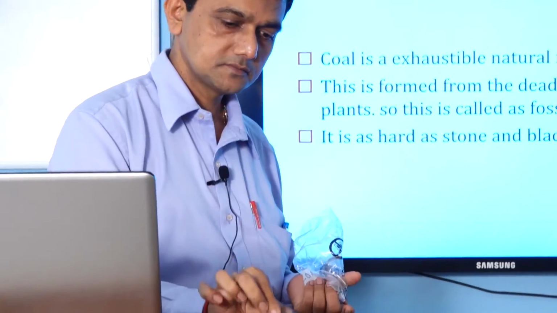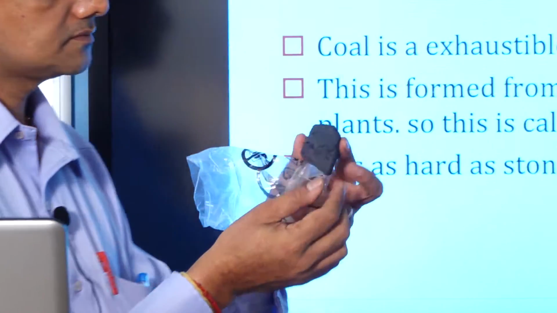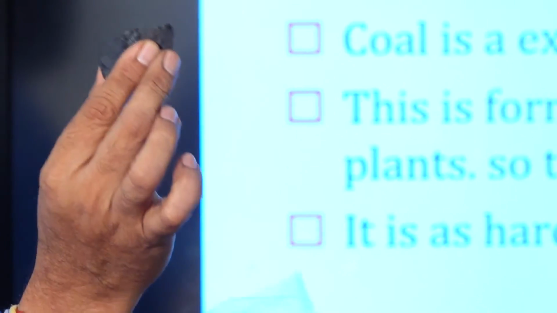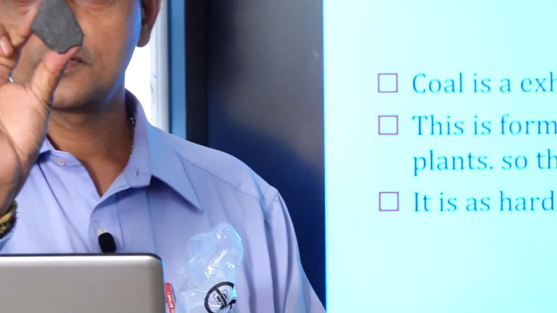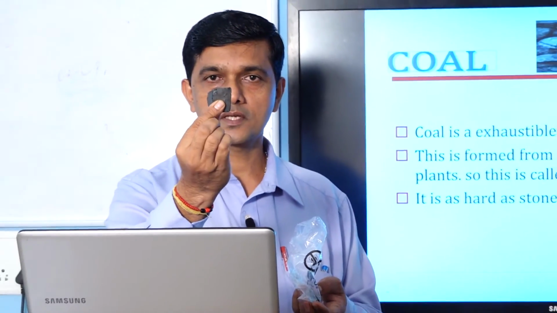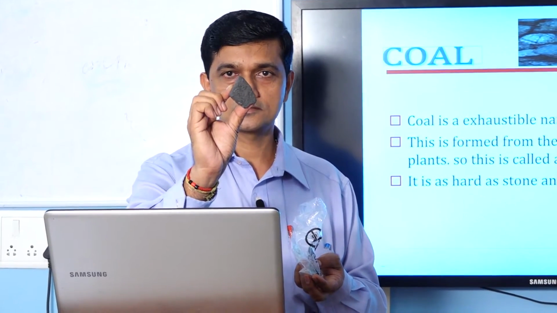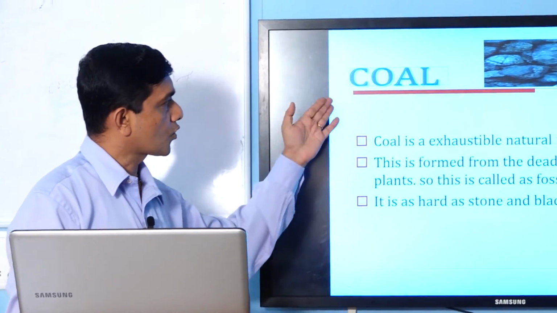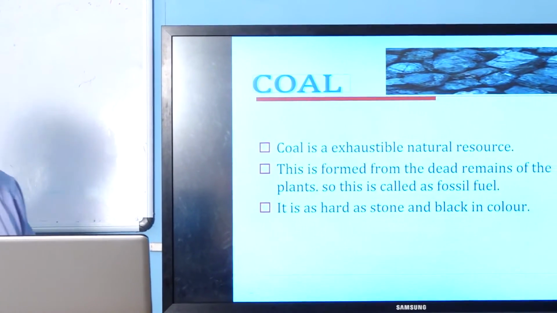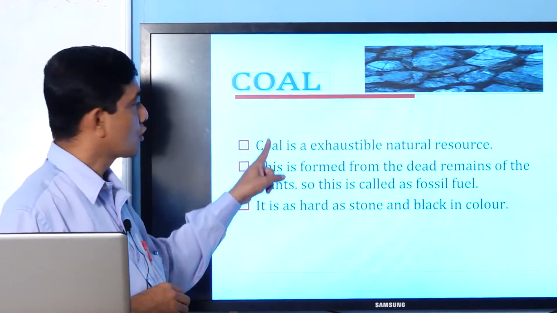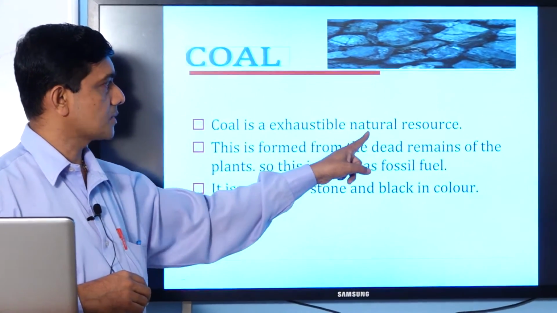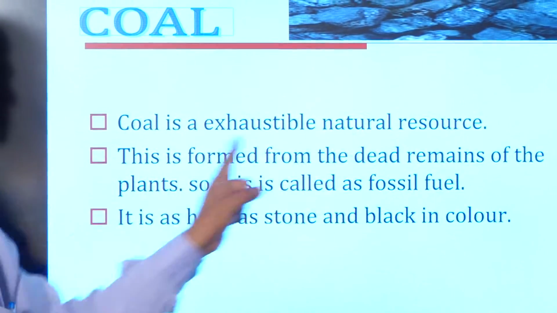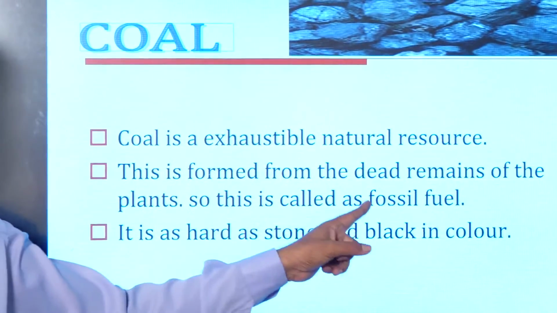It is a hard, stone-like material, black in color. It contains carbon. So, I hope all of you can see the material, coal. Let us study how this coal is formed. First of all, coal is an exhaustible natural resource. It is formed from the dead remains of plants, so it is called a fossil fuel.